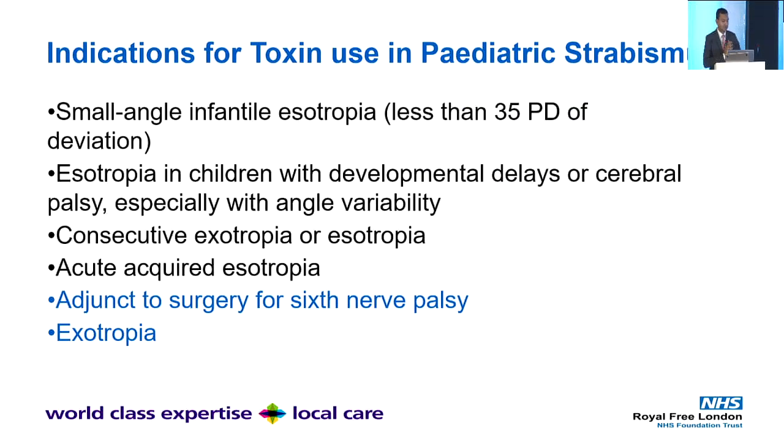So just to recap, think of toxin as an armamentarium for treating small angle infantile esotropia, esotropia in children with developmental delay, consecutive exotropia or esotropia, acquired esotropia, and you can use it as an adjunct to surgery for sixth nerve palsy or rarely in exotropia.